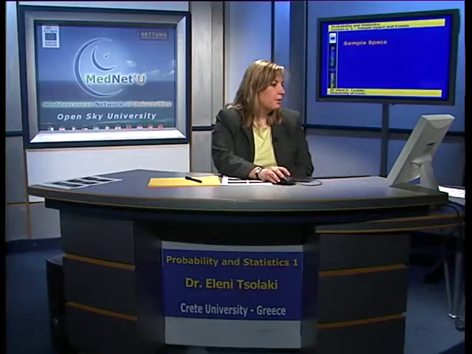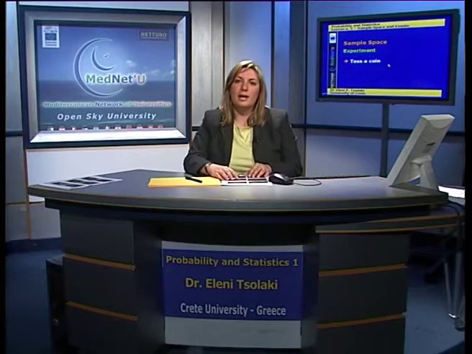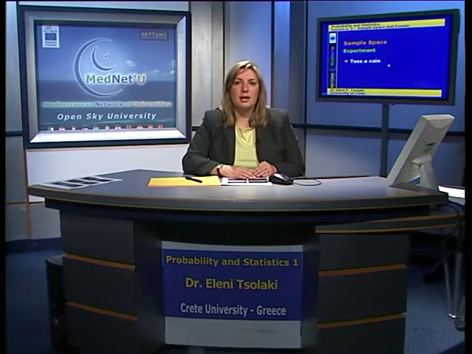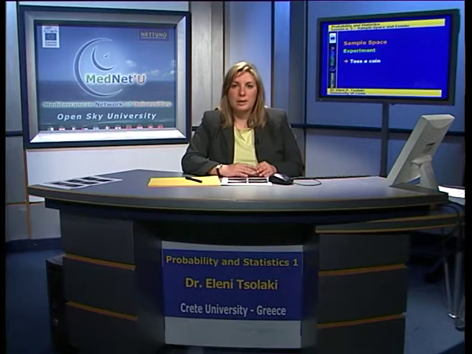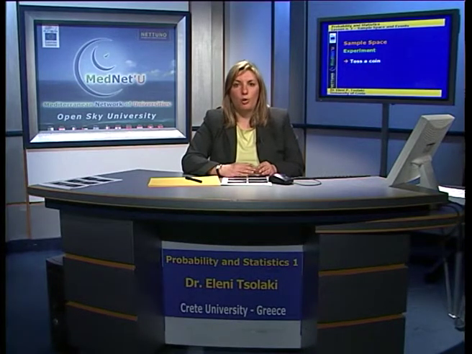We start with our first example to see what the sample space is. Our first experiment is toss a coin. We know that this is an experiment that results in unknown outcomes, outcomes that cannot be predicted. So we have to study this experiment in order to see what are the probabilities of obtaining certain outcomes.